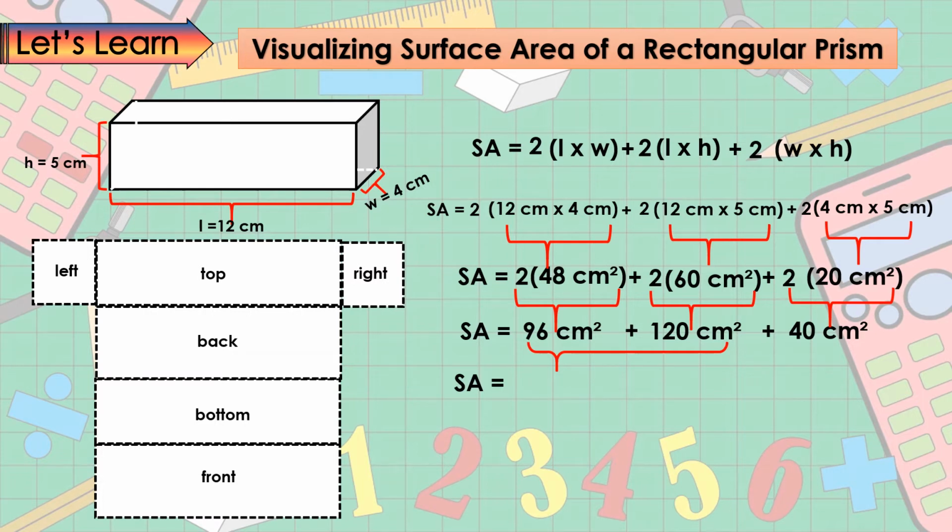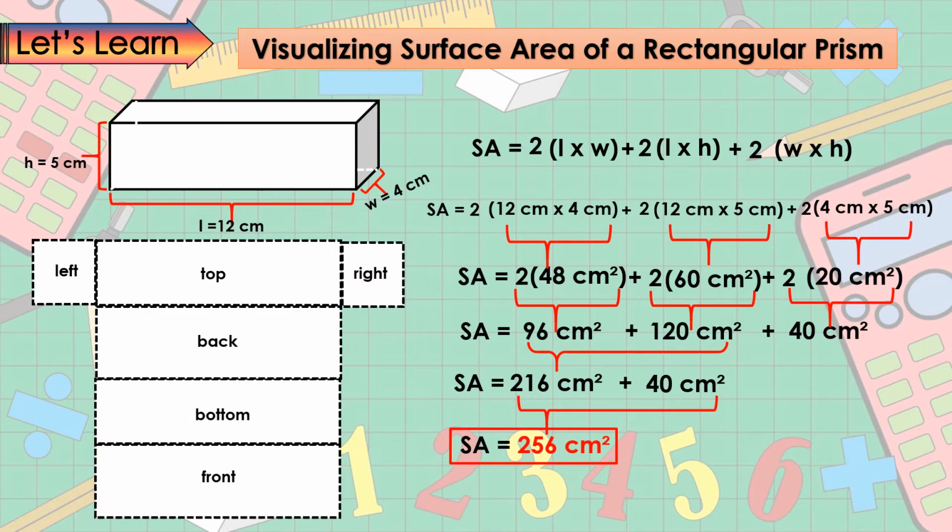Now, we are down to the addition process, or the addition operation. So we are going to add first these two. So we have 96 centimeters squared plus 120 centimeters squared. So we have 216 centimeters squared plus 40 centimeters squared, which is left a while ago. And we will get the sum of 256 centimeters squared. And therefore, the surface area of this rectangular prism is 256 centimeters squared.